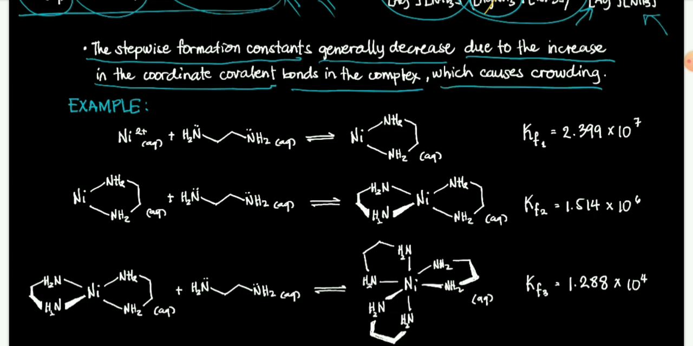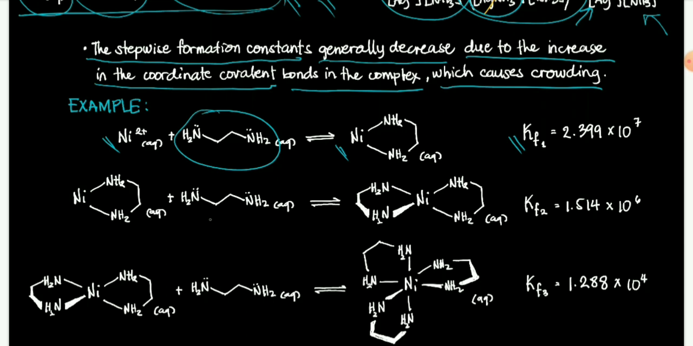So kapag parami na ng parami yung ligands na nakakabit dun sa inyong complex, yung susunod na kakabit na ligand ay mahihirapan na due to the electron pair repulsions. Okay? So for example, we have this nickel 2+. May kakabit sa kanya na ethylene diamine to form the ethylene diamine nickel 2 cation. Okay? So the Kf1 for this reaction is 2.399 times 10 to the 7.